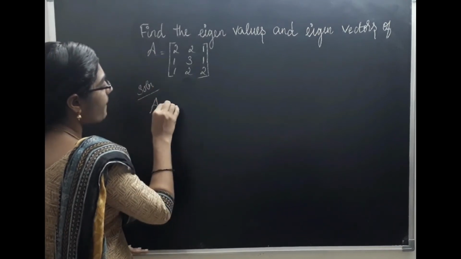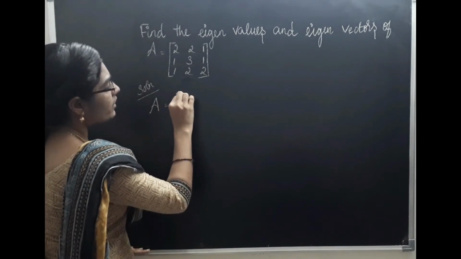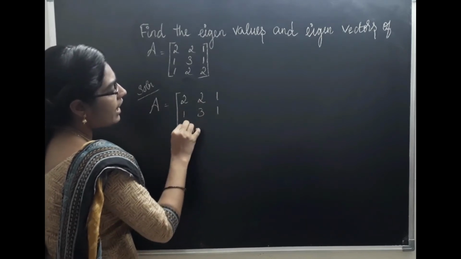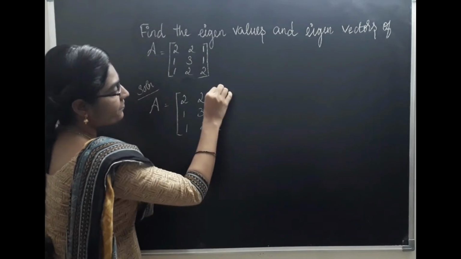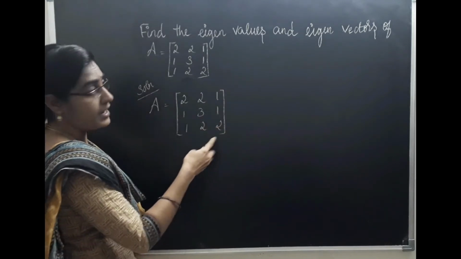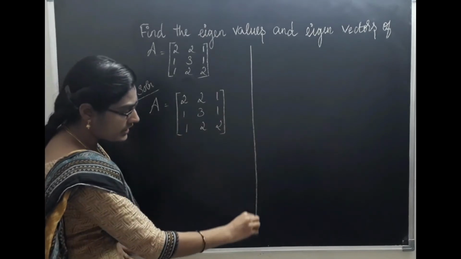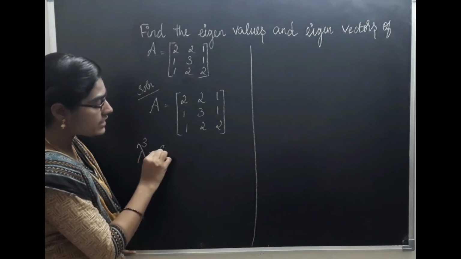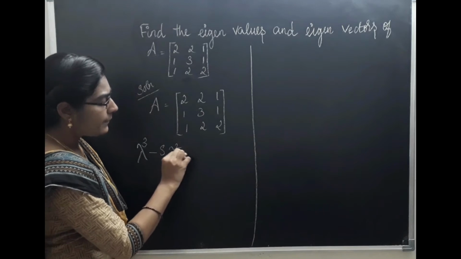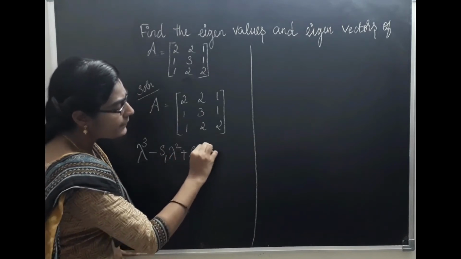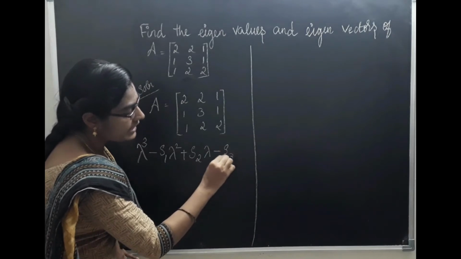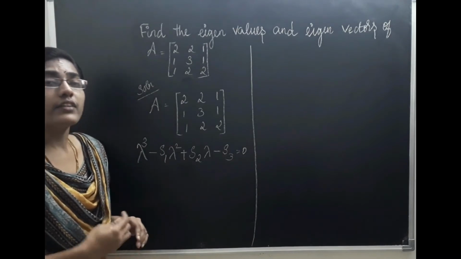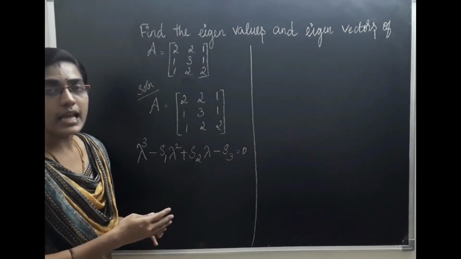Write down the given matrix A equal to [2, 2, 1; 1, 3, 1; 1, 2, 2]. Since it is a 3 by 3 matrix, its characteristic equation is given by lambda cube minus S1 lambda square plus S2 lambda minus S3 equal to 0. Either you can use this method or we can find it by using the determinant of A minus lambda I equal to 0.